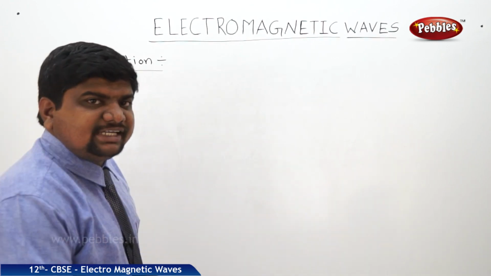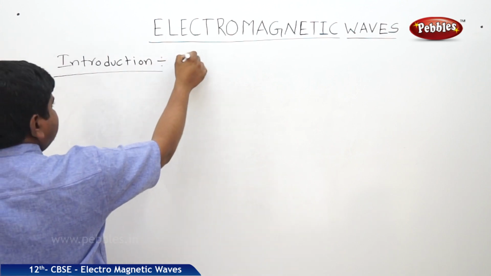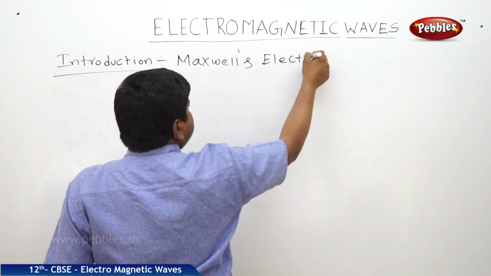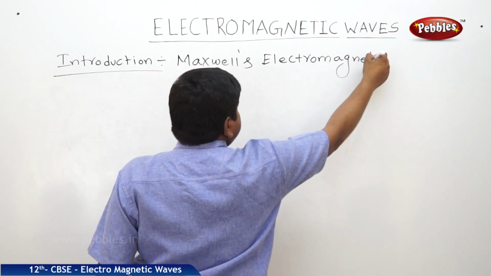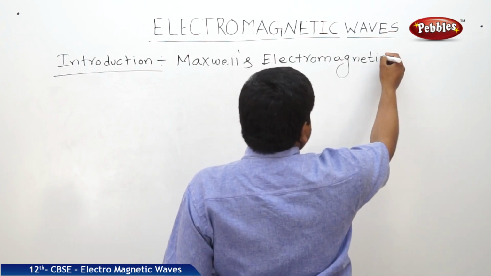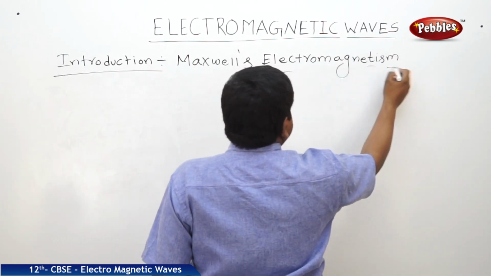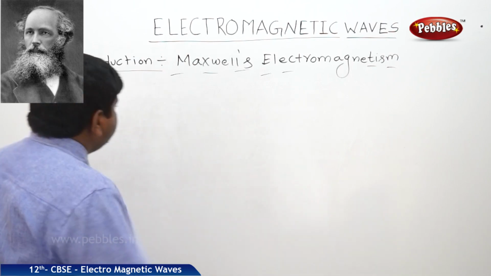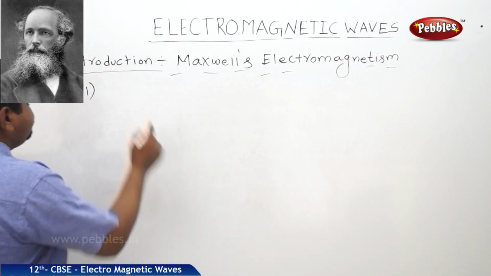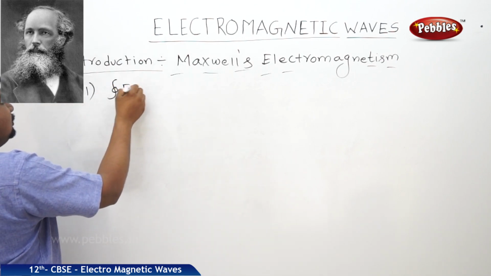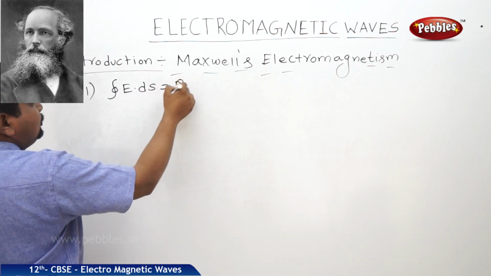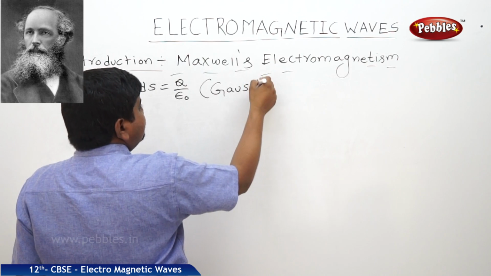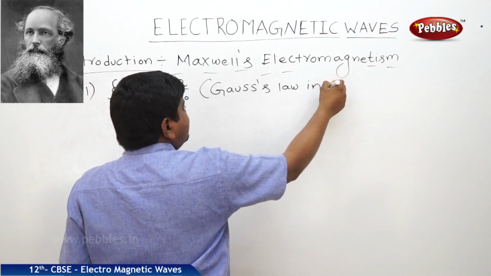Okay. Now we will see Maxwell's equations of electromagnetic waves. Or we can write Maxwell's electromagnetism. Maxwell combined the electric field and magnetic field. So the first equation is the surface integral of E dot ds is equal to q by epsilon naught. This is nothing but Gauss law in electrostatics.